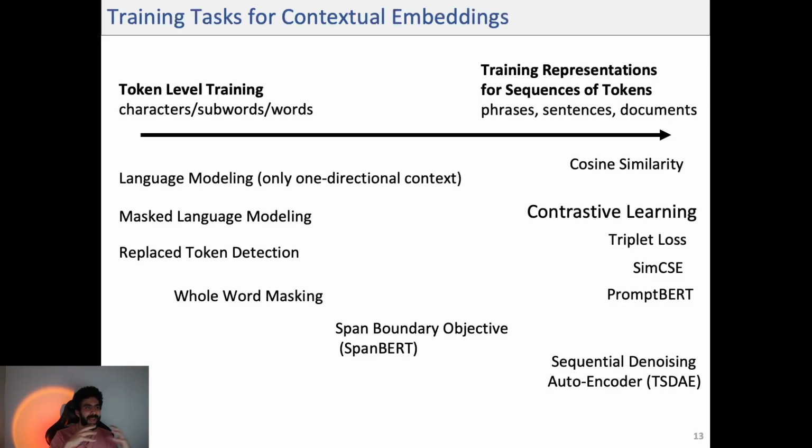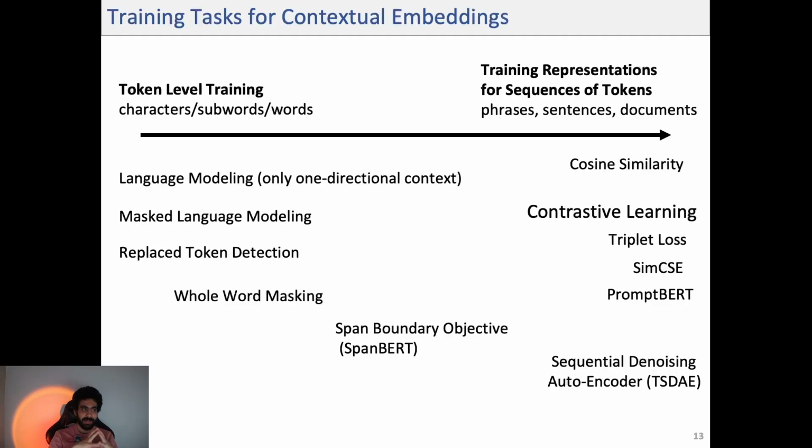Let's now look at how contextual embeddings are trained. There are 2 big categories: token level training and sequence level training. First, token level training works at the level of characters, subwords, or single words. A simple example is language modeling, where the model predicts the next word based on the words before it, like in GPT. And then in BERT, we have masked language modeling. Here, some words in the sentence are hidden or masked, and the model tries to guess them.